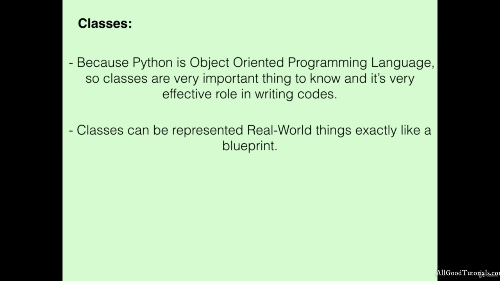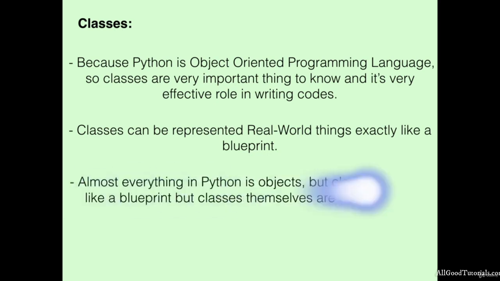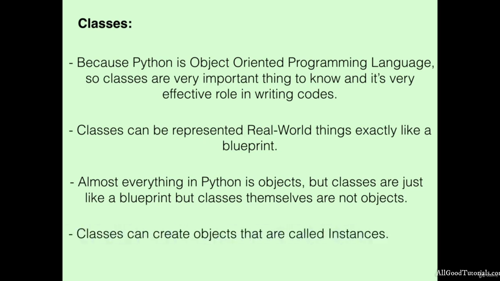Classes can represent real-world things, exactly like a blueprint. Almost everything in Python is an object, but classes are just like a blueprint, and classes themselves are not objects. Classes can create objects that are called instances.